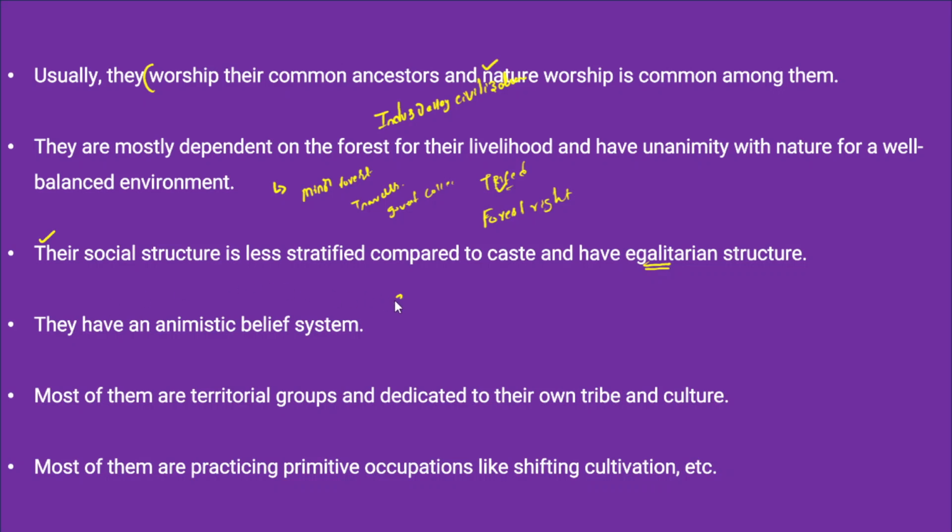And they also believe in an animistic belief system. So what does this animistic belief system exactly mean? The animistic belief system is that every aspect in this universe has a life. For example, a river, a mountain, a tree. They believe that everything has an inherent life, and that belief is called the animistic belief system. And this is the essence of conservation and protection of the natural resources.